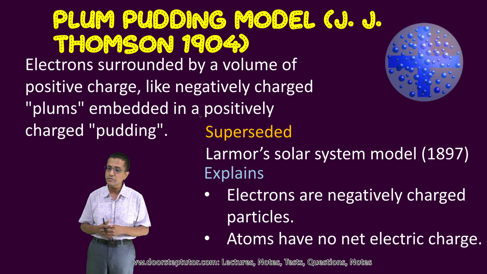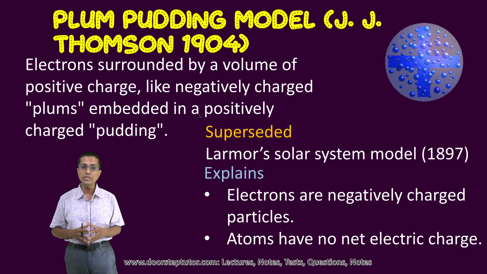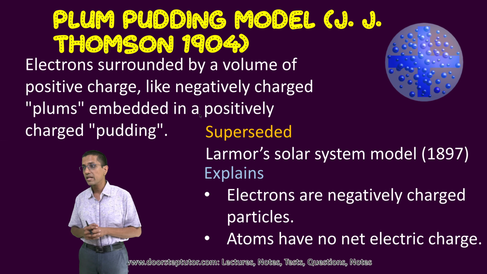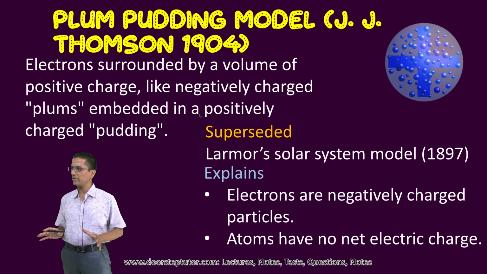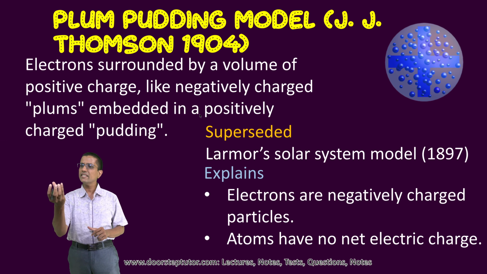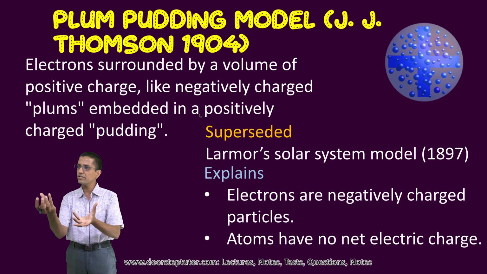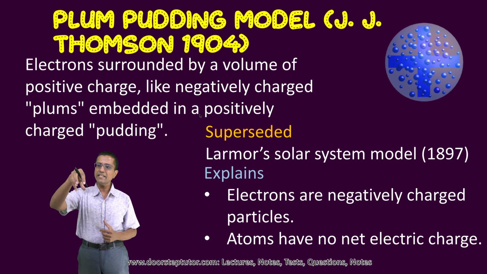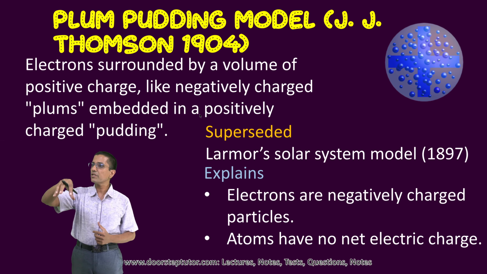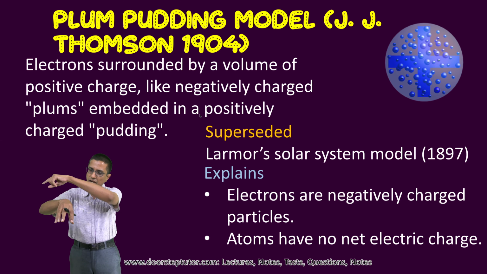There were other models at that time, but the prevailing model was Larmor's solar system model. Larmor's solar system model was the simplest. What it said was that in the center there was something positively charged, just like the sun is in the center of the solar system. Just like that, in the center there is a positively charged particle inside the atom, and around it revolve the electrons.